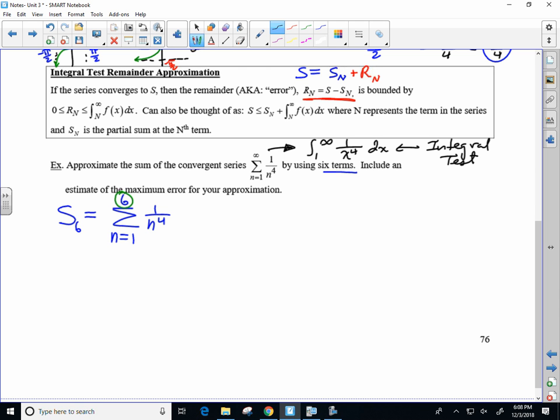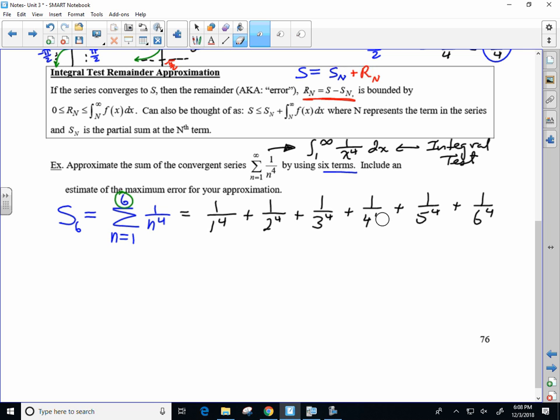All right. So what I want to do here is list out the first 6 terms of the summation. So 1 over 1 to the 4th plus 1 over 2 to the 4th, 3 to the 4th, 4 to the 4th, 5 to the 4th, 1 over 6 to the 4th. All right. So this will be an approximation.